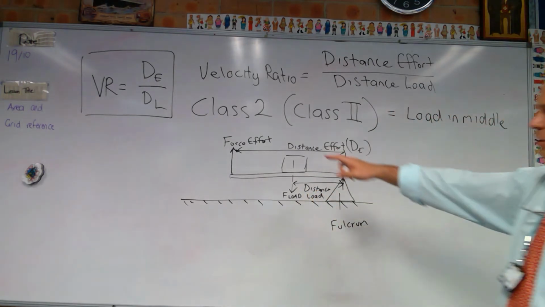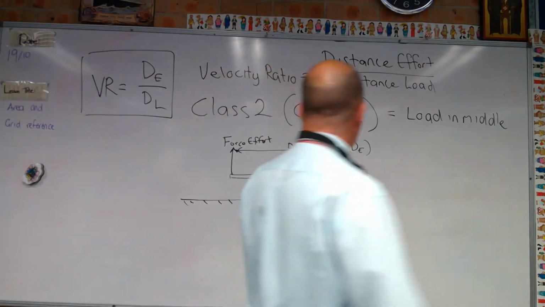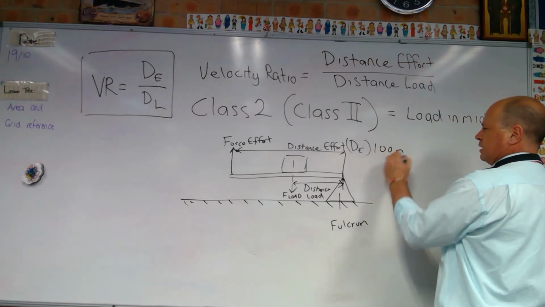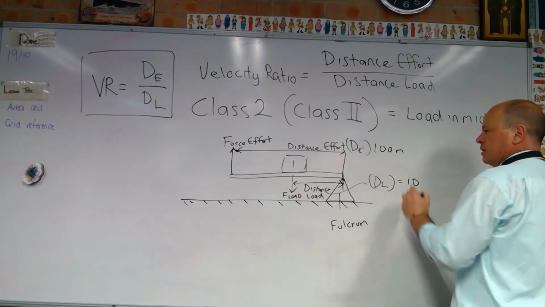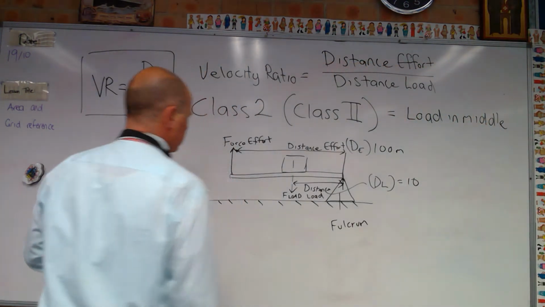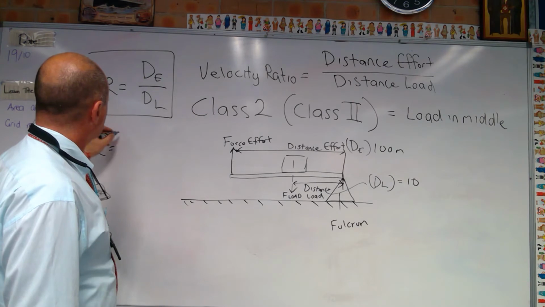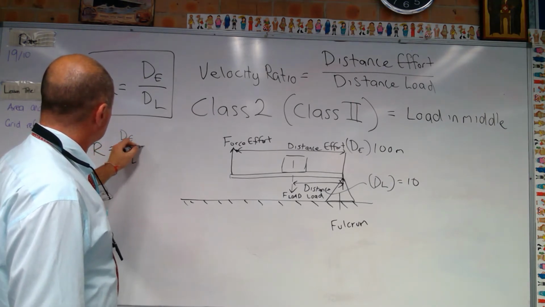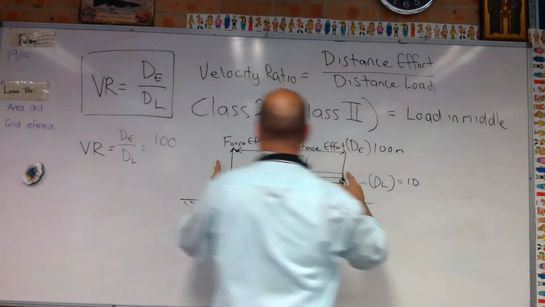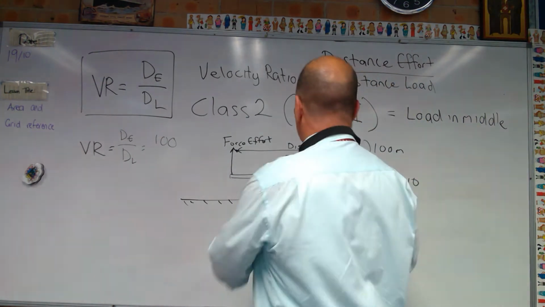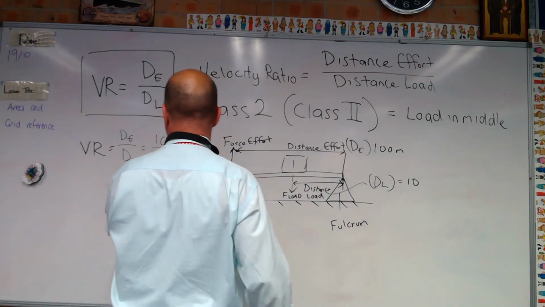So we can use our velocity ratio equation over here, dE over dL. Say we've got a distance of effort, like in our last equation, of 100 meters, and our distance of load is going to be equal to 10. We can work out a velocity ratio. VR is equal to distance of effort, dE, over dL, which equals 100 meters, the distance of effort from there to there, over our distance of load from there to there, 10 meters. 100 divided by 10 equals 10.